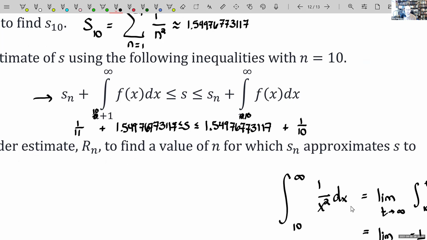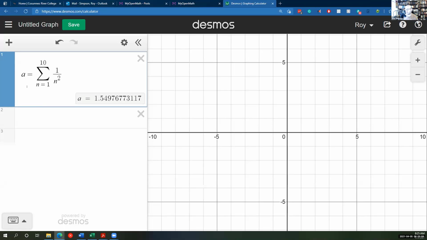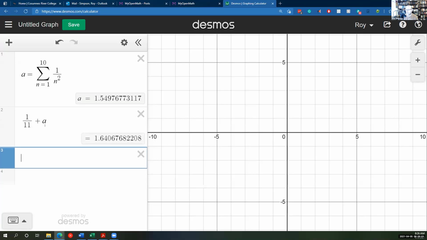And if you want to know what those values are, this is just to improve our estimate. We can go back to Desmos really quickly because we have the numbers in there. So you can go back here and say, let's call this A is equal to that. Then the lower bound is 1/11 plus A, and the upper bound for our summation is 1/10 plus A.